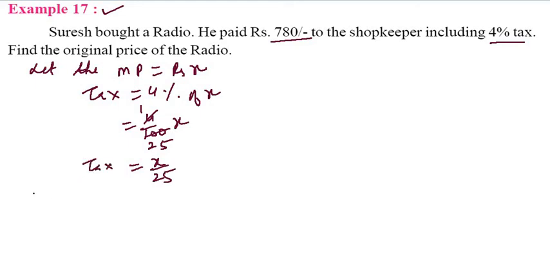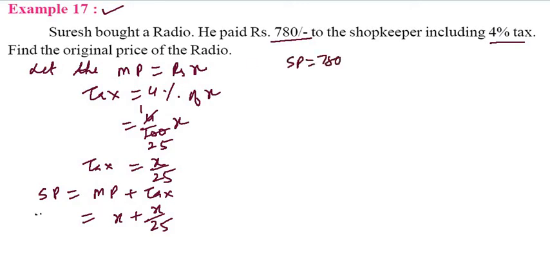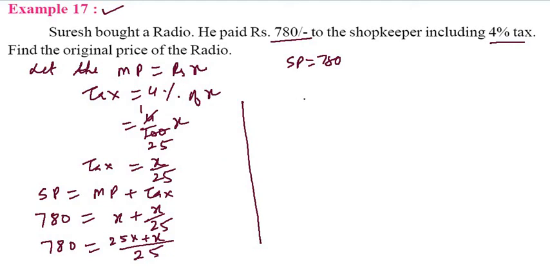Now after tax, selling price, that is the SP, is equal to mark price plus tax. So mark price is given as X and tax is X upon 25, and it is given as 780. Selling price is given as 780. Now put the value 780. Now taking the LCM. LCM is 25, and here is the 25 of X and plus X. Now it can be 780 is equal to 26X upon 25.